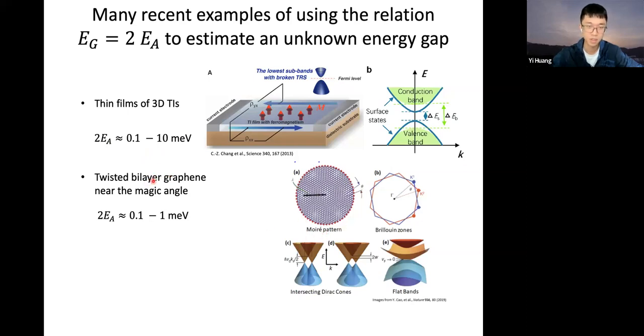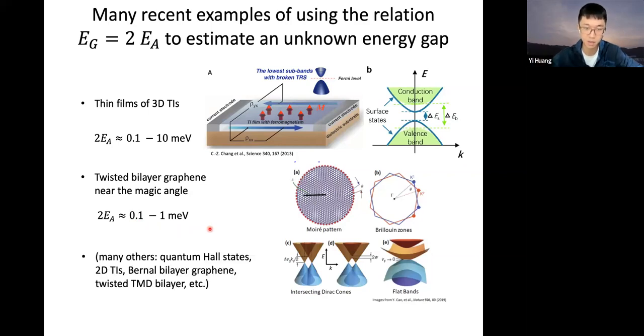The second example is twisted bilayer graphene near the magic angle. We know that at specific filling factors, there are some insulating states which are related to correlations, and those insulating gaps are also of the nature of correlations. Those gaps can also be quite small, and experiments show the activation energy is also like 0.1 to 1 millielectron volts.